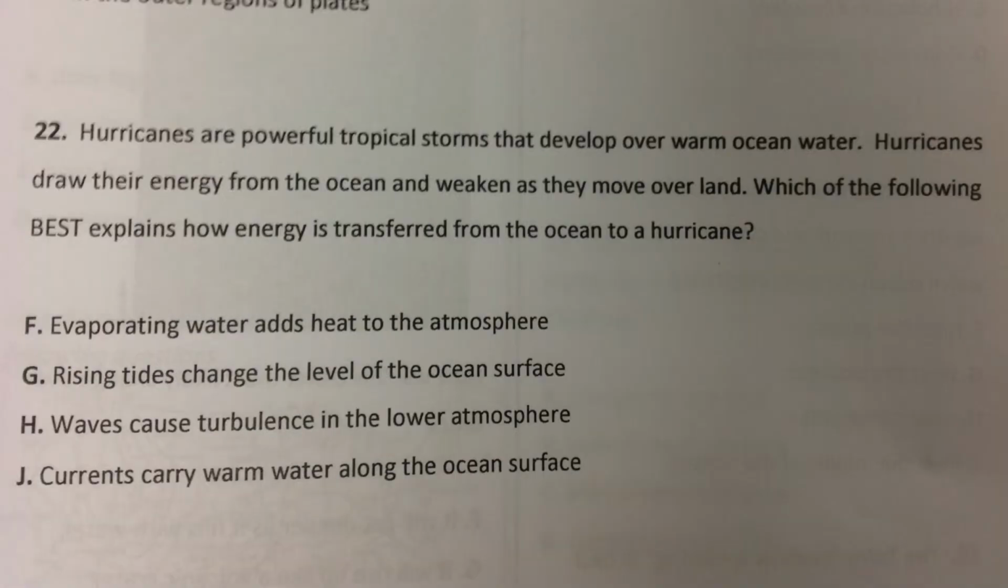Number 22. Hurricanes are powerful tropical storms that develop over warm ocean water. Hurricanes draw their energy from the ocean and weaken as they move over land. Which of the following best explains how energy is transferred from the ocean to a hurricane? F. Evaporating water adds heat to the atmosphere. G. Rising tides change the level of the ocean surface. H. Waves cause turbulence in the lower atmosphere. And J. Currents carry warm water along the ocean surface.